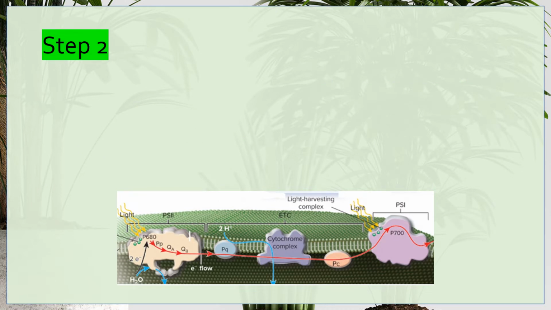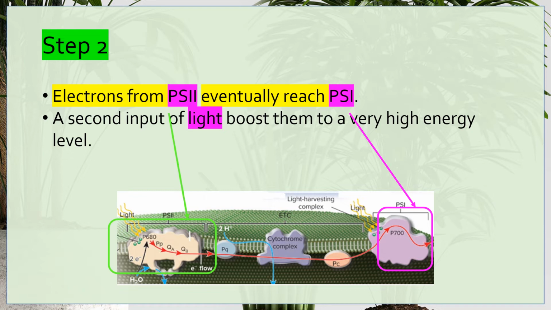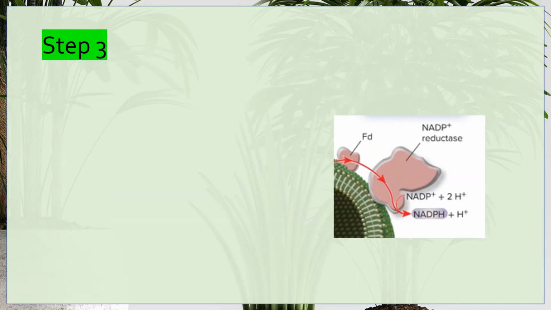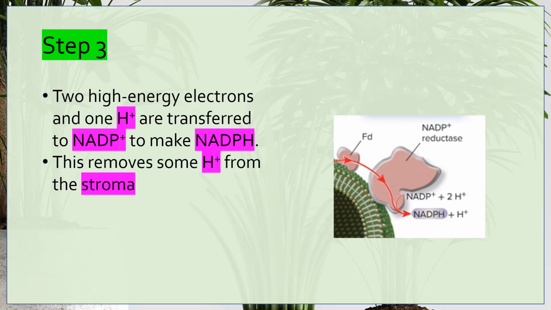Step 2: electrons from PS2, which is the first step, eventually reach PS1, which happened to be discovered first. A second input of light boosts them to a very high energy level. They flow along the path shown by the red arrow. Step 3: two high energy electrons and one hydrogen ion are transferred to NADP to make it NADPH. This removes the hydrogen ion from the stroma.